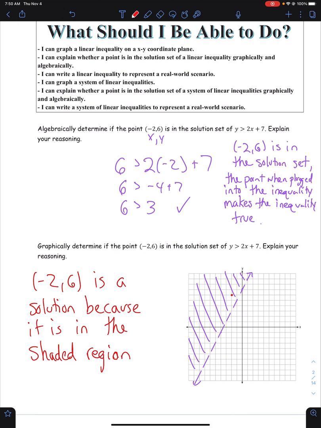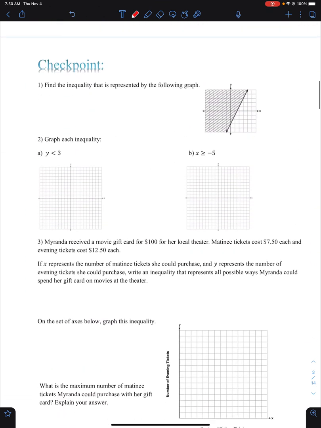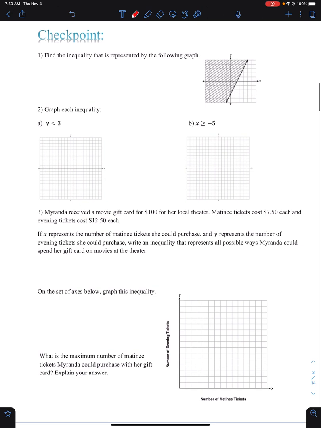So algebraically, you plug into the inequality. Graphically, you graph the line and see if it's in the shaded region. So I want you guys to pause the video and do this checkpoint 1, 2, A and B, and then also all of 3. This should take 5 to 10 minutes, so don't rush, and play the video once you're done.